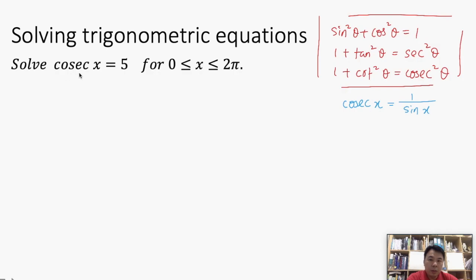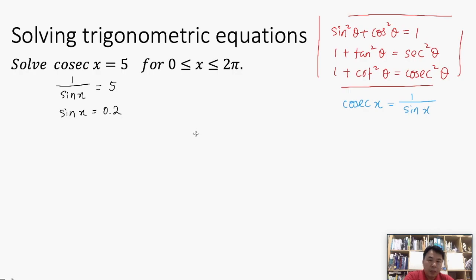Based on this question, we can rewrite cosecant as 1 over sine. We are more familiar with sine than cosecant. By the way, most of the calculators you use in school only allow you to compute the trigonometric ratio sine, instead of cosecant. So from here we can rewrite this as sine x equal to 0.2.